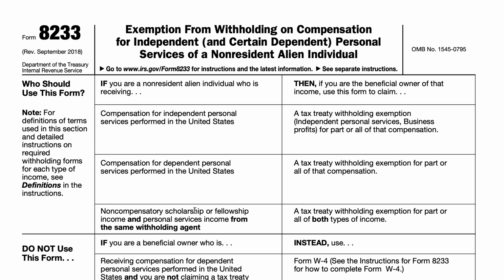Under certain circumstances, if you're performing dependent personal services, in other words, you're an employee of a taxpayer, whether it's a company or some other organization, then you could also use this form. But the term beneficial owner applies to both employees and independent contractors. So you'll see some of these concepts come up over and over.